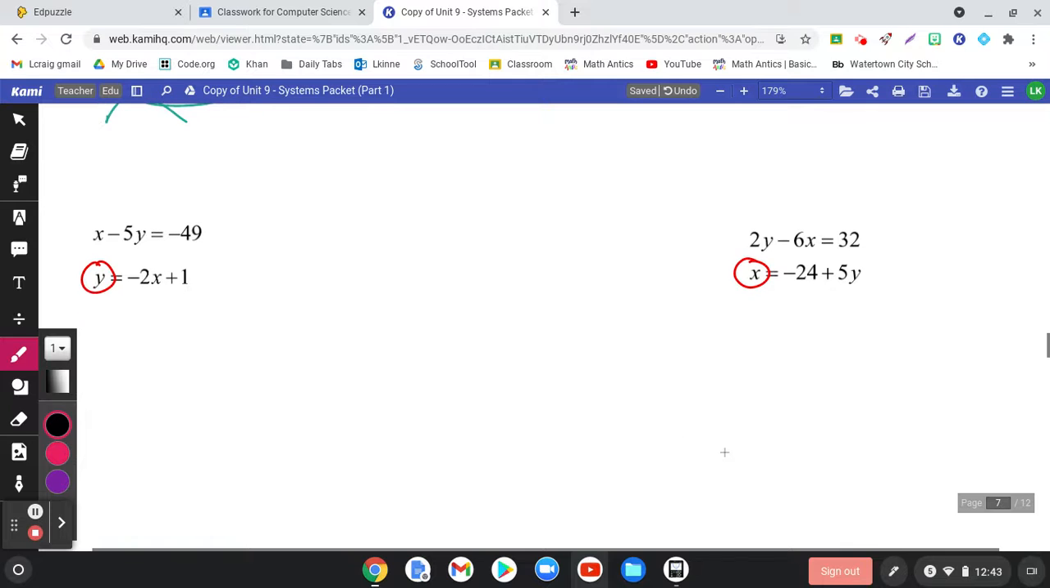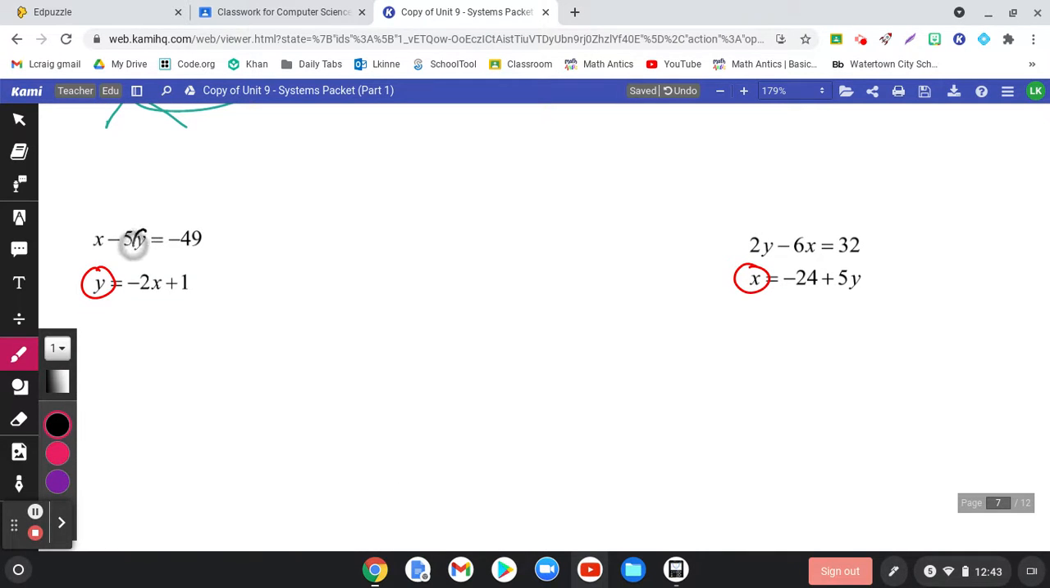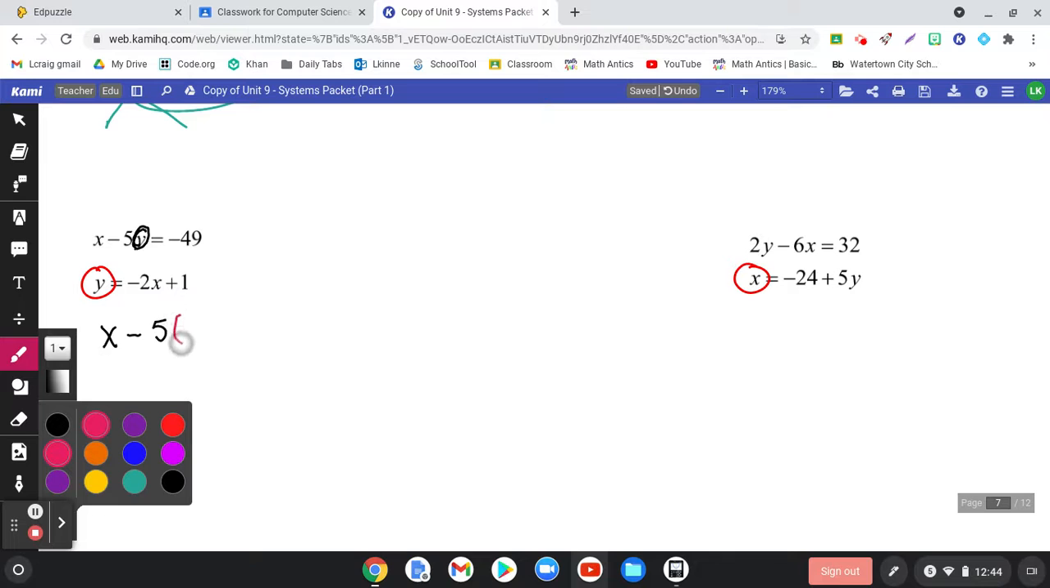All right, a couple more. I see the bottom equation has y by itself, so I'm going to rewrite the top equation, but instead of having x minus 5 times y, it's going to be x minus 5 times negative 2x plus 1. Just make sure that it goes in parentheses. So we took out the y and replaced it with what y is equal to. It's kind of like the vending machine won't take a dollar bill, so you have to put 4 quarters in. It looks totally different, but it's the same thing.